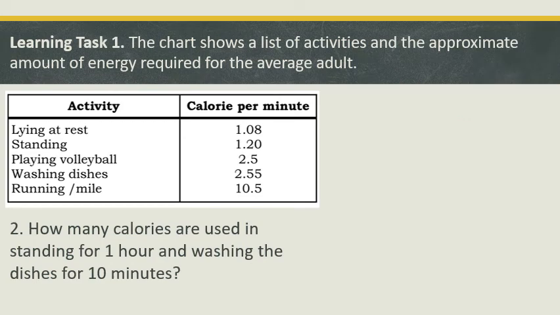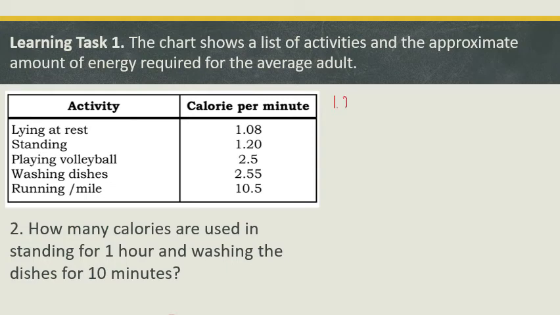Next, number 2. How many calories are used in standing for 1 hour and washing the dishes for 10 minutes? So, standing. Standing ay 1.20 times 60. So, dalawa ang magiging operation natin dito. So, multiply muna natin yung sa standing. Then, multiply natin yung sa dishes. Pag nakuha natin yung dalawang yon, i-add naman natin. Okay? So, standing muna tayo. 1.20 times 60 minutes. Kasi, 1 hour equivalent sa 60 minutes.